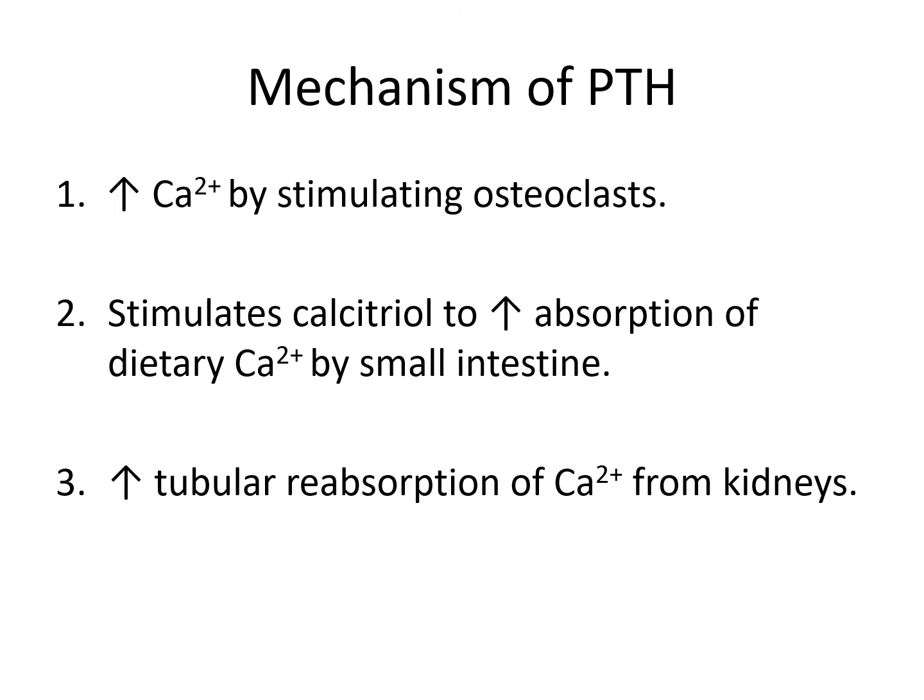It increases calcium by stimulating osteoclasts. So it does the opposite of calcitonin. It stimulates calcitriol. Calcitriol is the active form of vitamin D, to increase the absorption of dietary calcium from the small intestine, increasing tubular absorption of calcium from kidneys.